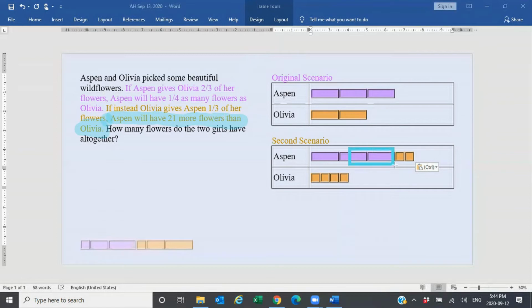Now I'm going to make a rectangle that has all of the flowers and all of the squares that Olivia doesn't have. You can see Olivia has 1 unit rectangle and 1 square. So I will write here, Aspen, I'll just write 21 flowers.